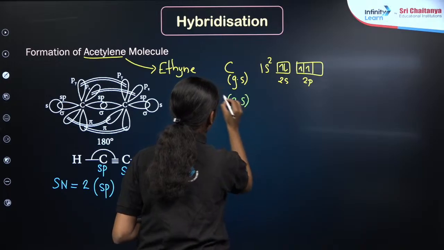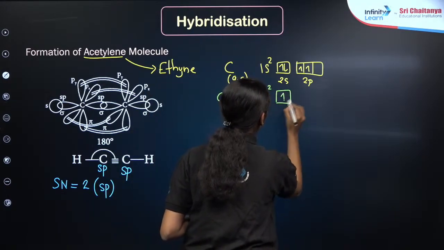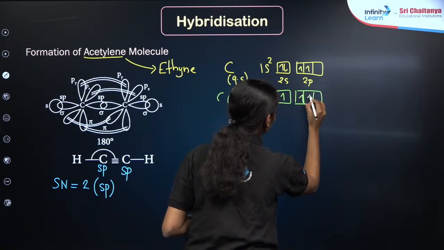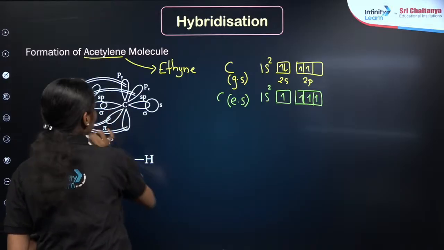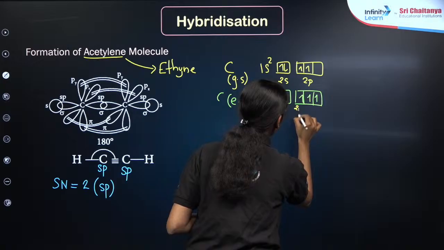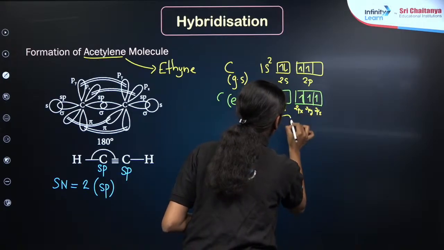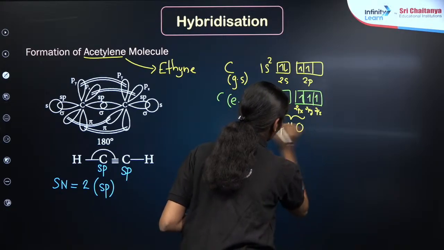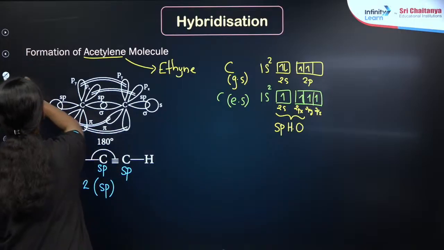Excited state electronic configuration. These two orbitals, this is 2s, 2px, 2py and 2pz. These two orbitals will undergo sp hybridization. It will form sp hybridized orbitals. Then two hydrogen atoms, right?